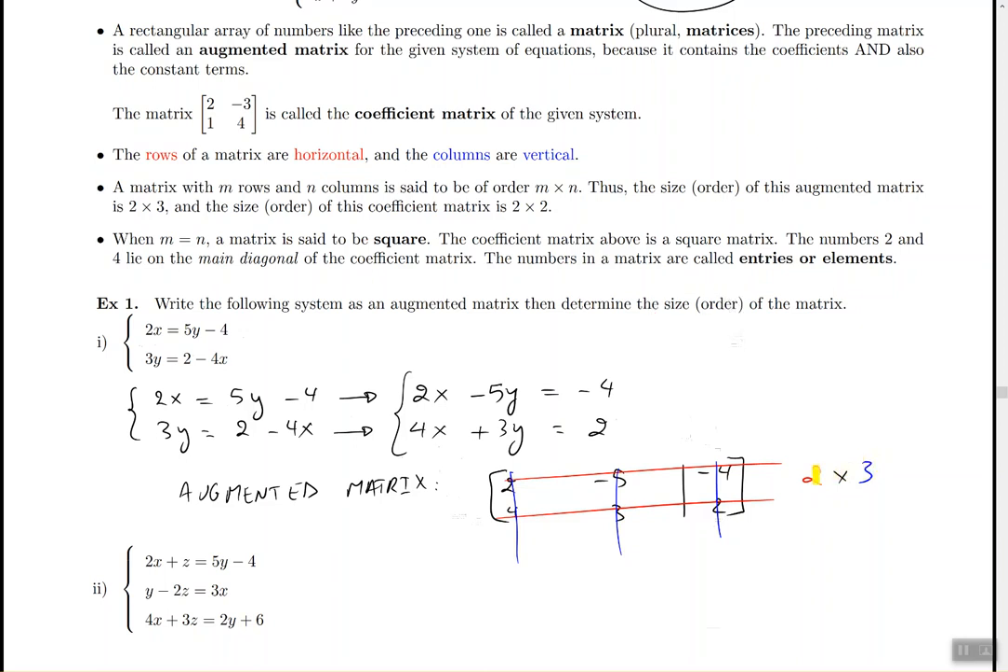Now, if your 2 by 3 were ever the same number, then that's known as a square matrix. If your 2 numbers are the same for rows and columns, we call that a square matrix. That's special in later classes.